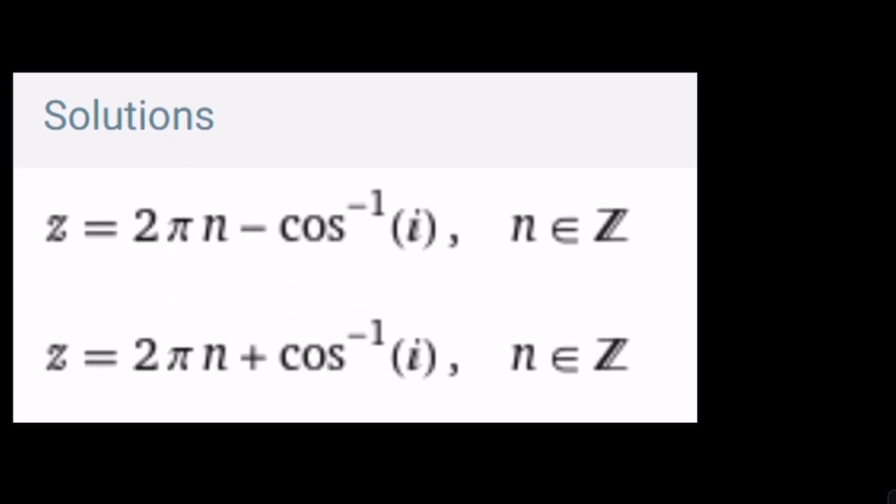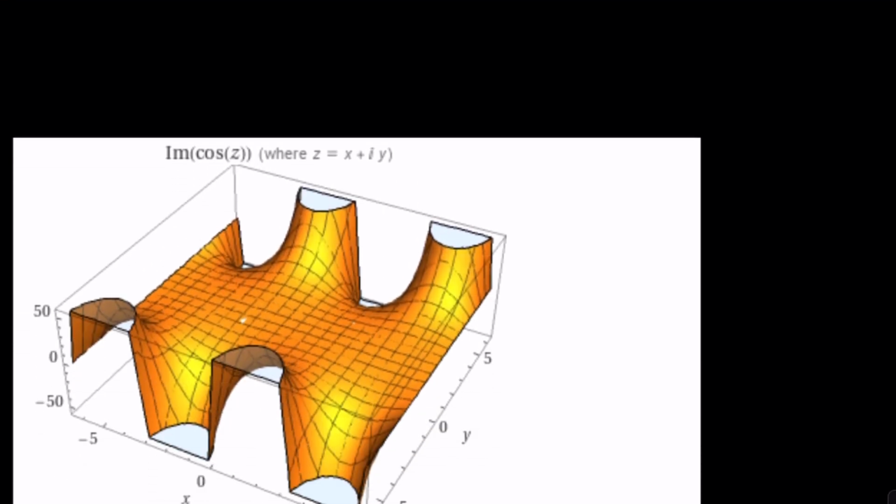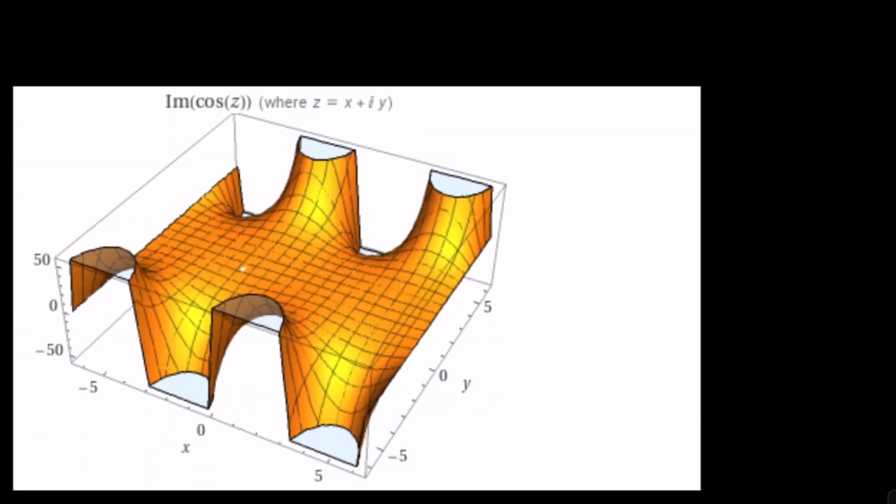And the solutions from Wolfram Alpha, kind of disappointing. I'm like, what? What does that mean? What is cosine inverse of i? Please give me a value. Anyways, our solution I think is better. And this is just a nice graph that I wanted to share with you. This is the graph of the imaginary part of cosine z, where z is x plus iy.